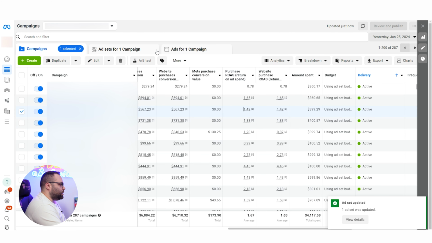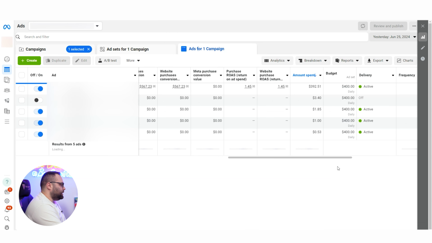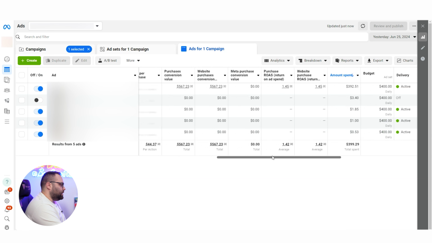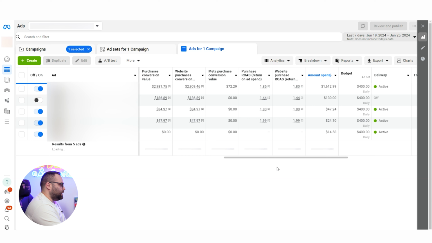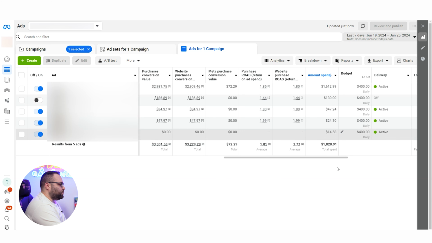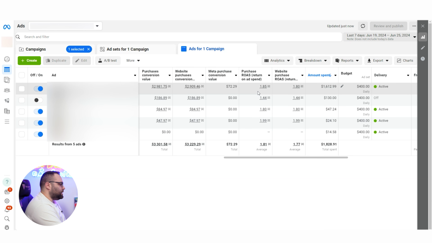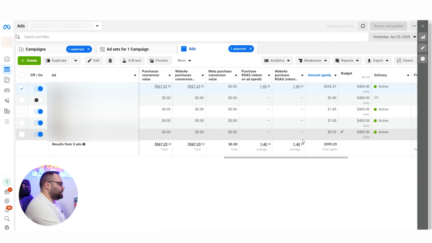Okay, let's go to this one, 1.42. Let's see if it makes any sense, if we can actually optimize that. Our leading ad over here is on 1.45. Okay, so over here they are, no, this is for yesterday, sorry, last 7 days. So our leading ad is on 1.85, 1.81 on the total. Most probably this campaign is not going to optimize beyond that. This one is taking all of the budget. Let's see how much is spending yesterday, for instance.